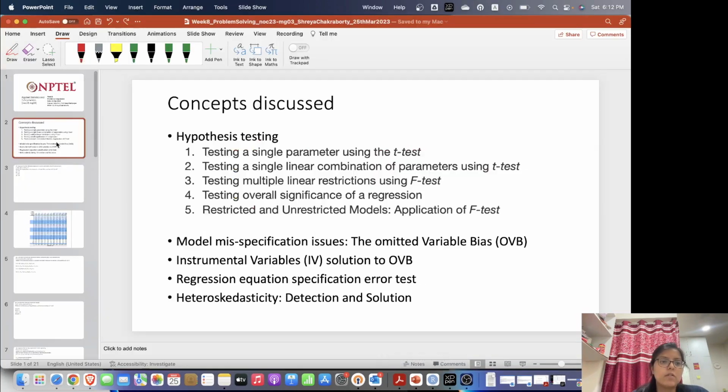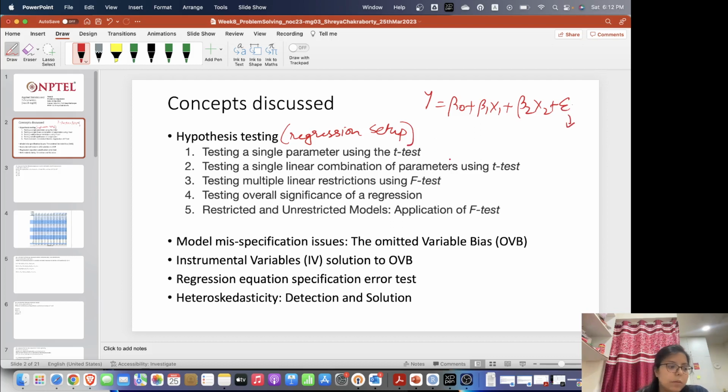Alright. So I'll just briefly touch upon what was discussed. So in this week, we got to know how to conduct hypothesis testing in a regression setup where we had some regression model, let's say of this form, plus error, and we had some set of assumptions on the errors. So do you remember what the assumptions were?